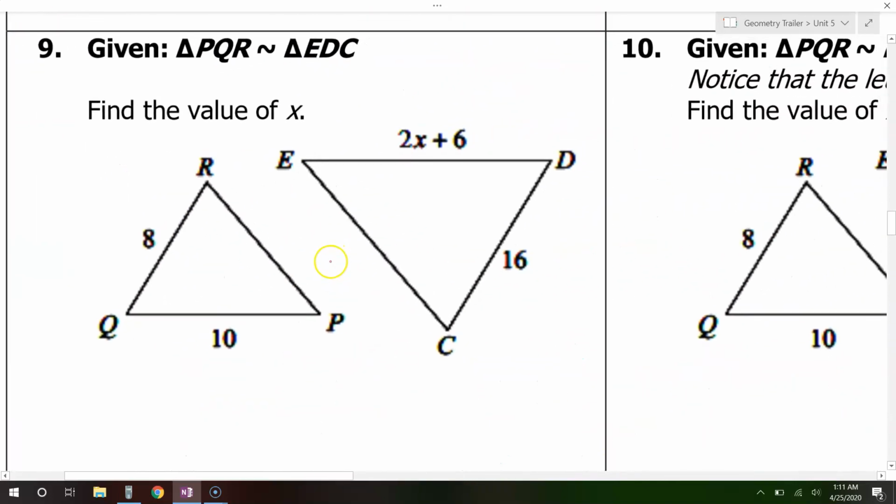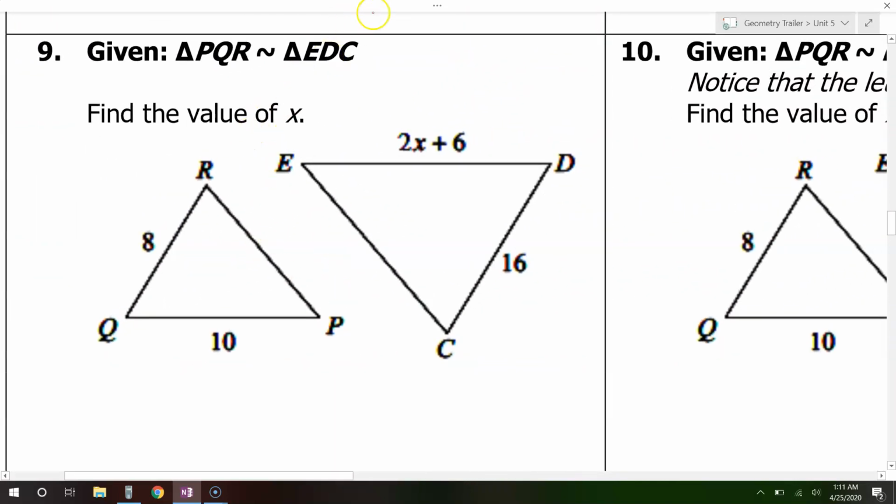All right, problem number 9. Again, our first job is to match up corresponding sides. So see the 2x plus 6? This is side ED. So here's ED. That's going to correspond with PQ. Here's PQ. So those are corresponding sides.